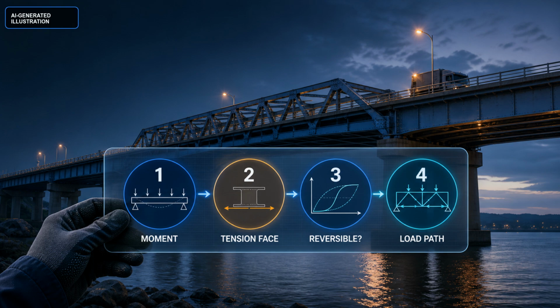So read a bridge bend in order. Where is the bending moment? Which face is in tension? How much stiffness does the section have? Does the movement reverse? Or has the response changed? And what load path remains if a member or connection is damaged? The bridge bends before it breaks because deformation is the first visible consequence of force and geometry. Failure comes when the material state, stiffness, or load path can no longer support the next increment of demand.